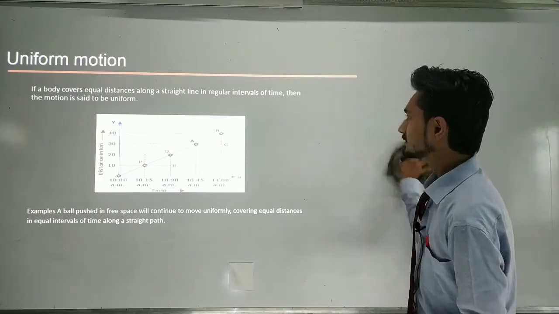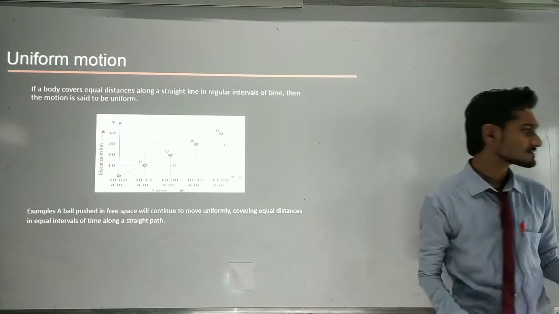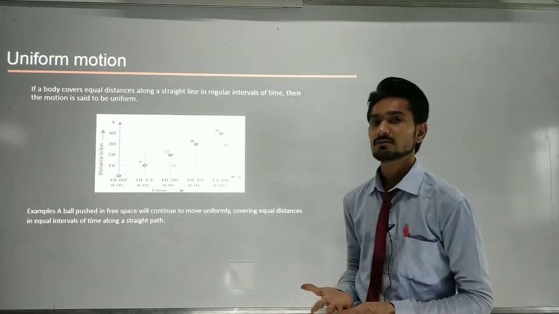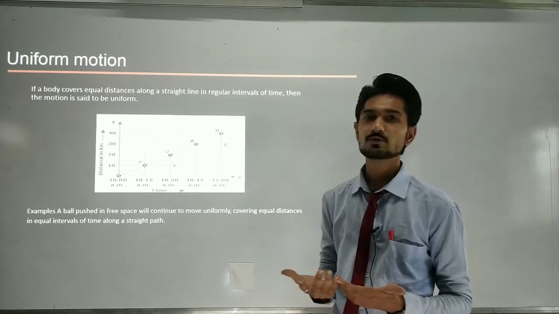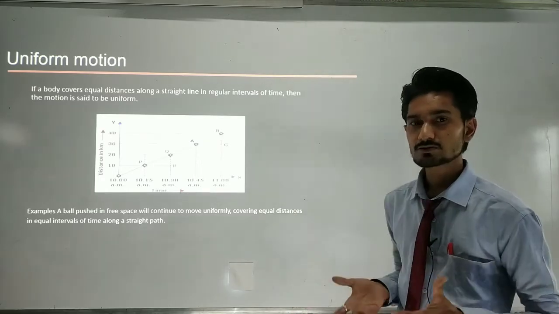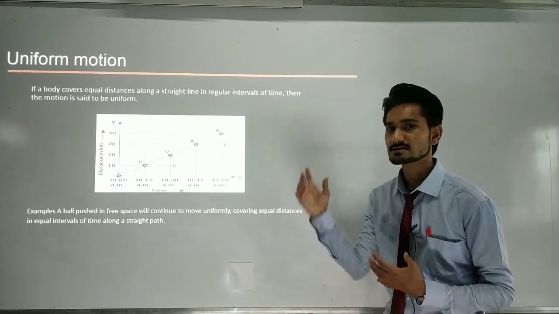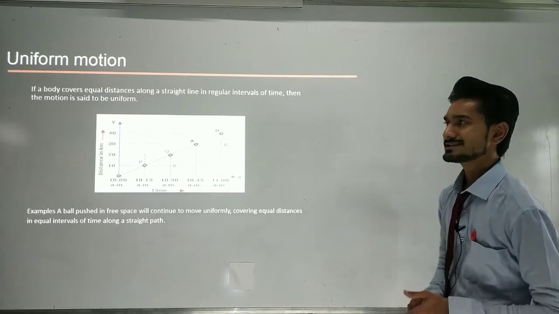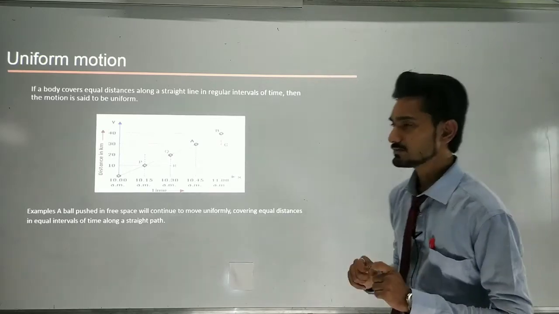Okay, because in day-to-day life we can also see the motions around us, the universe also moving, the whole body is moving. All of these things are continuously moving, so for that we need to understand this topic very well. Now, if a body covers equal distances, what will be the uniform motion?